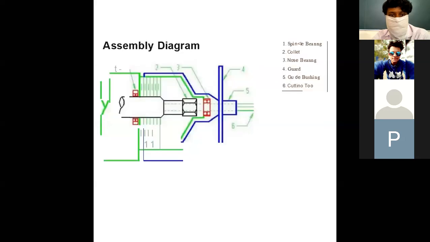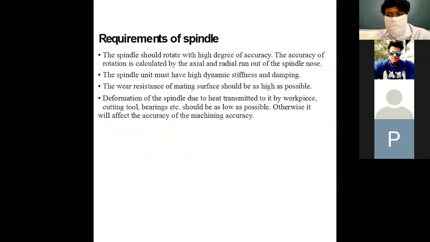This is the basic assembly diagram of a spindle. Okay. Now again, there are some requirements of a spindle. We'll just shortly read that. The spindle should rotate with a high degree of accuracy, obviously, because the accuracy of rotation is calculated by the axial and radial runout of the spindle nose.